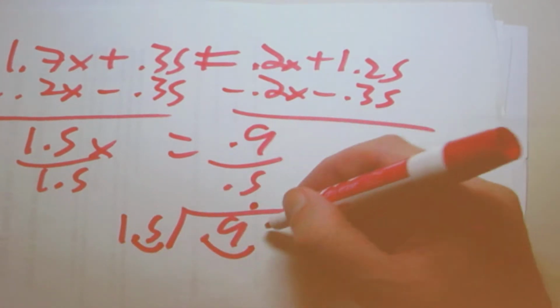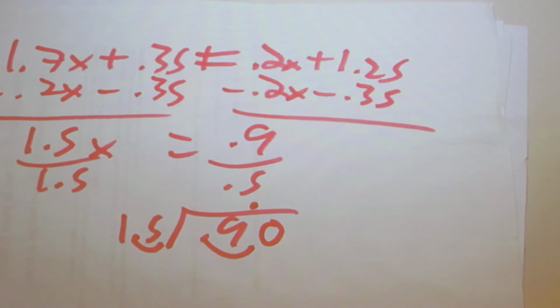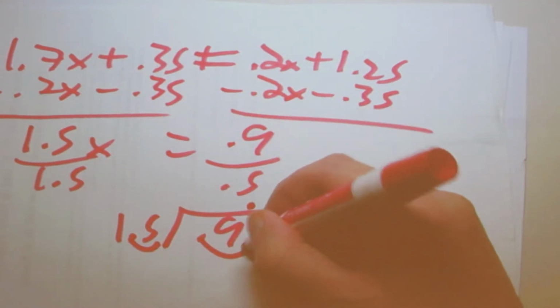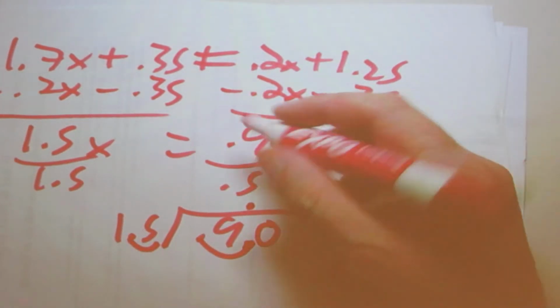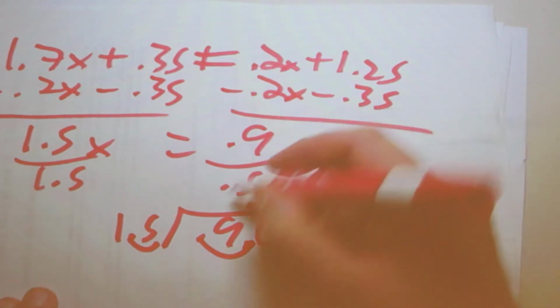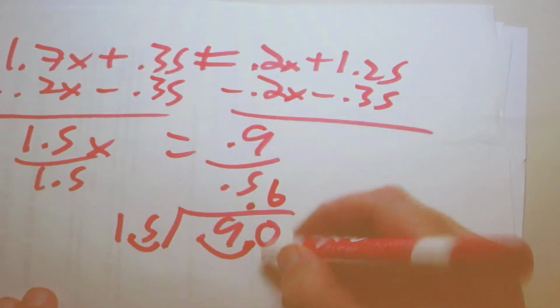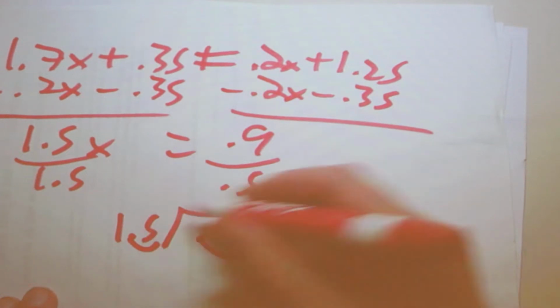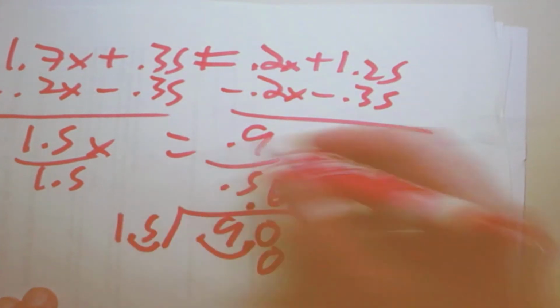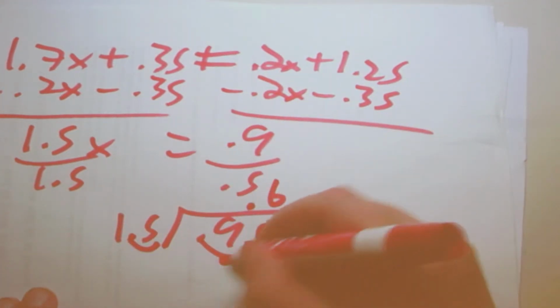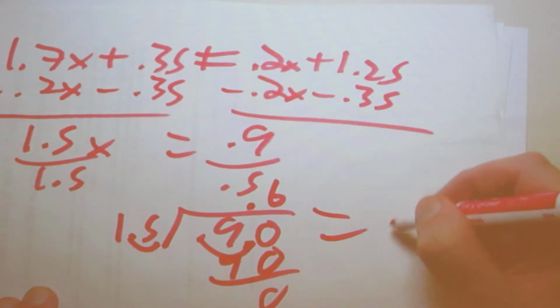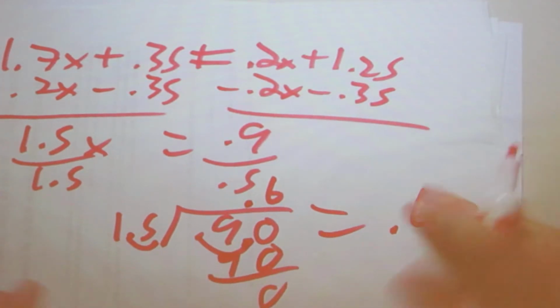But 15 won't go into 9, so I need to put a 0 in. And 15 will go into 9 6 times. 6 times 15. 6 times 5 is 30. 6 times 1 is 6 plus 3 is 9, 0. So our answer is 0.6.